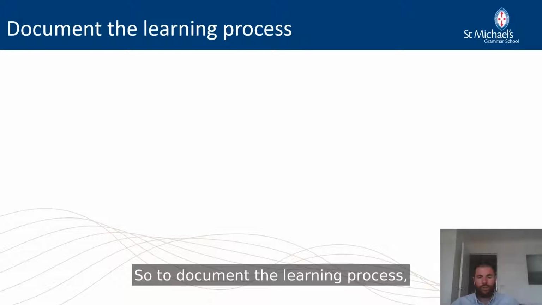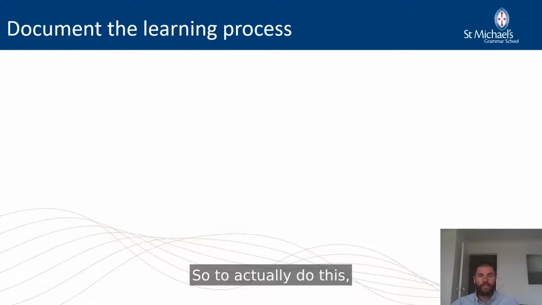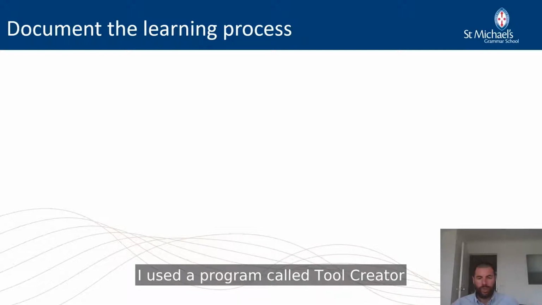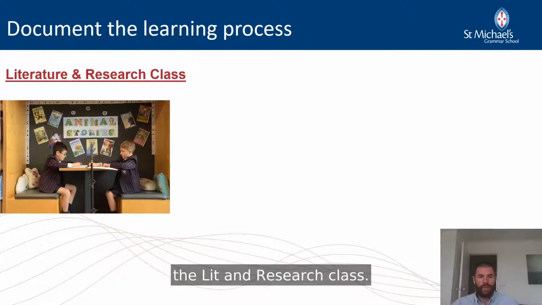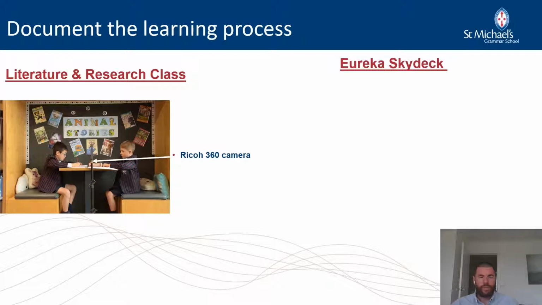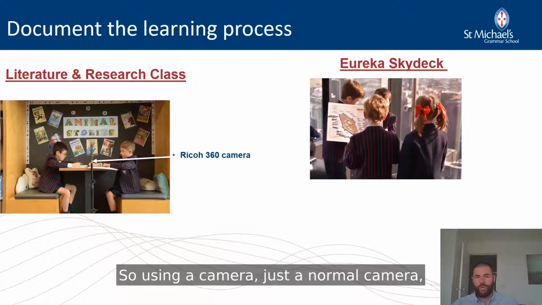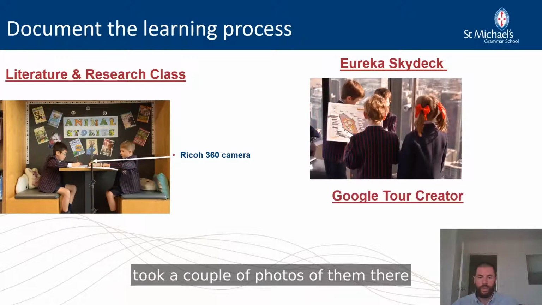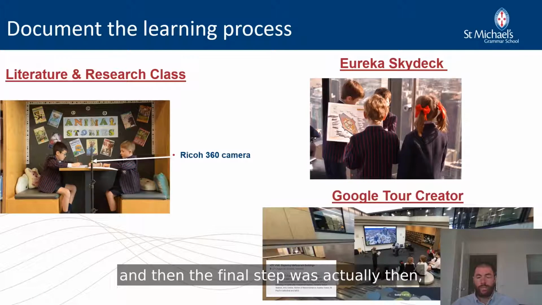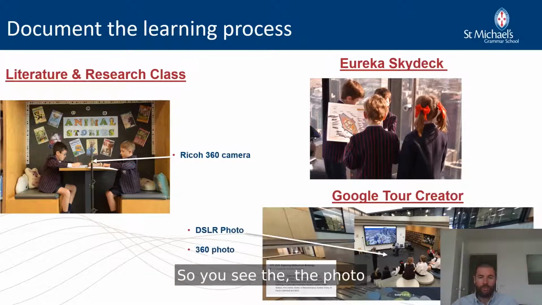To document the learning process, I wanted to try something different. I wanted to create a mini virtual tour. To do this, I used a program called Tour Creator, which you can just use through the web. The first step was to capture the lit and research class. You can see here that I've got the Ricoh 360 camera set up. And then I wanted to capture them at the Eureka Sky Deck here. Using just a normal camera, I took a couple of photos of them there. The final step was embedding all those images into Tour Creator. And this is what you come up with here. You see the photo, and then I've got the 360 photo here with a descriptor.